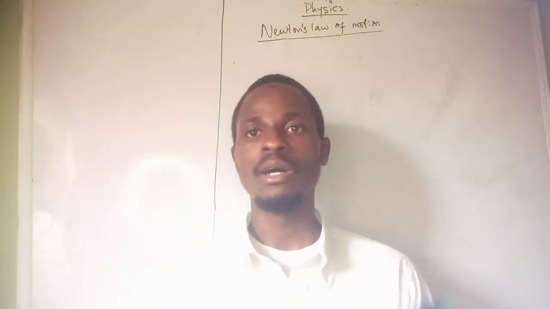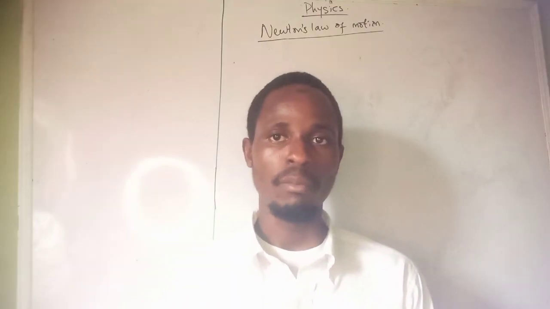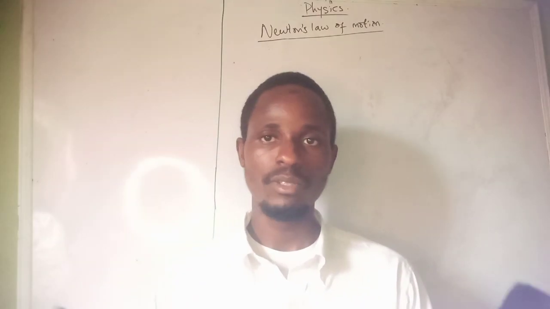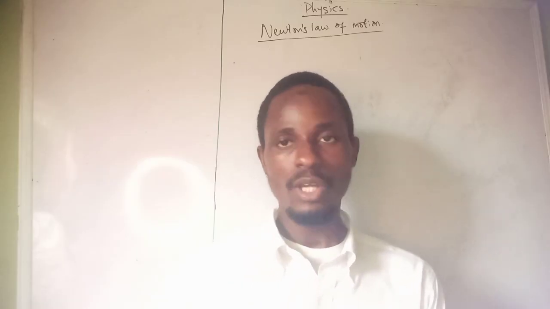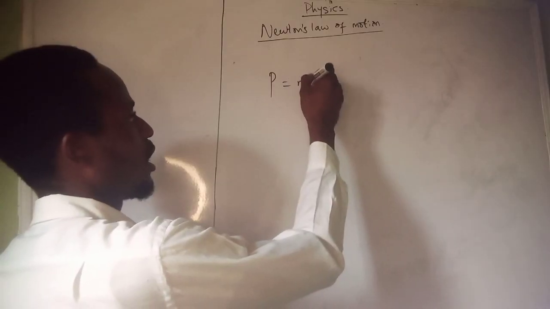One thing added to the law is that the body moves in the direction of the force. You cannot kick a ball to the left and it goes to the right. So it has to be in the direction of the force. So momentum is denoted by P. So P is momentum.